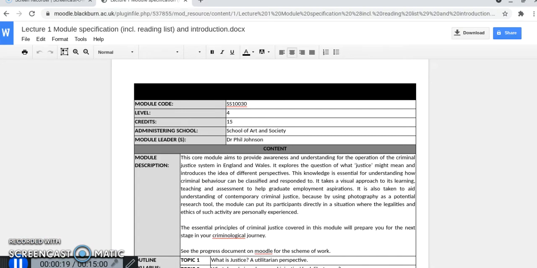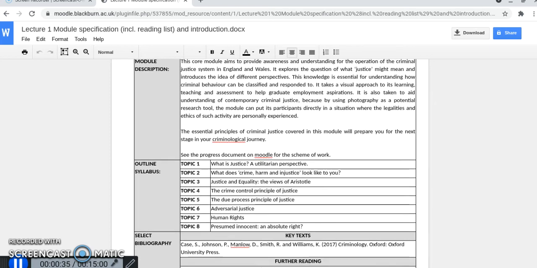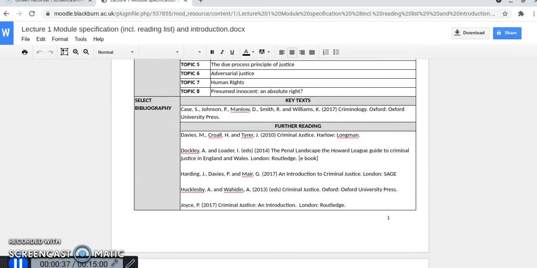So the first page of the module specification has an overview of what we're going to be doing in the description of the module. It has a list of topics for the outline syllabus, which I'll talk about more in a minute, and also highlights the recommended reading for the module.